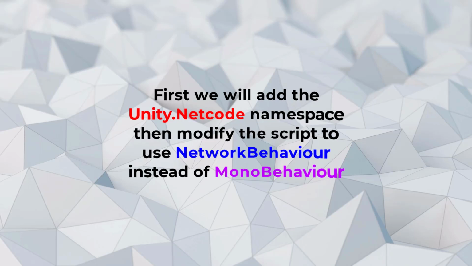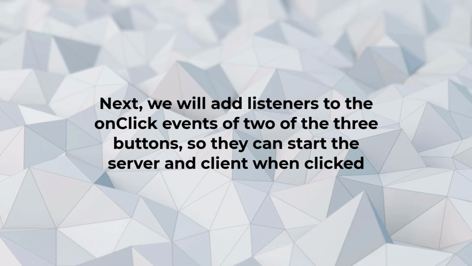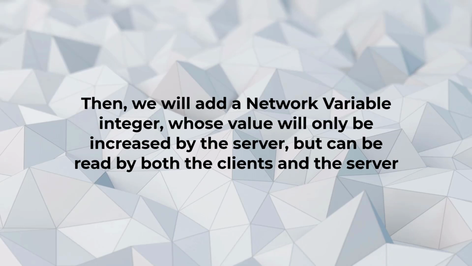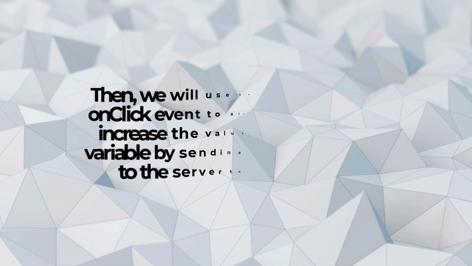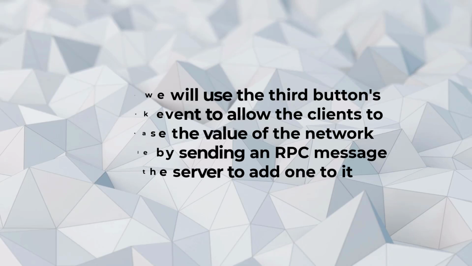First we will add the unity.netcode namespace, then modify the script to use network behavior instead of mono behavior. Next we will add listeners to 2 of the 3 buttons on click events to start the server and client when clicked. Then we will add a network variable integer whose value will only be increased by the server but can be read by both the clients and the server. Then we will use the third button's onClick event to allow clients to increase the value of the network variable by sending an RPC message to the server to add one to it.